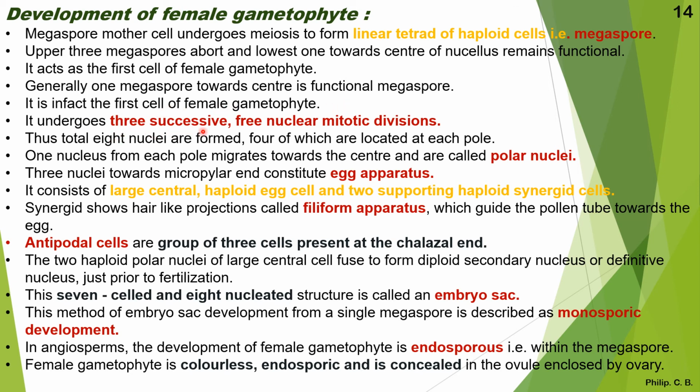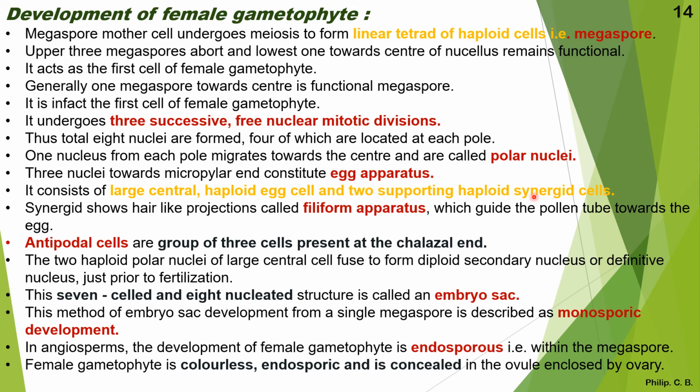It undergoes 3 successive free nuclear mitotic divisions. So you can see 3 mitotic divisions taking place. Thus a total of 8 nuclei are formed, 4 of which are located at each pole. So initially from 1 mitotic division 2 form, from 2 to 4 and 4 to 8. One nucleus from each pole migrates towards the center and they are called polar nuclei, which are present towards the center. 3 nuclei towards the micropylar end constitute the egg apparatus. It consists of a large central haploid egg cell and 2 supporting haploid synergids.